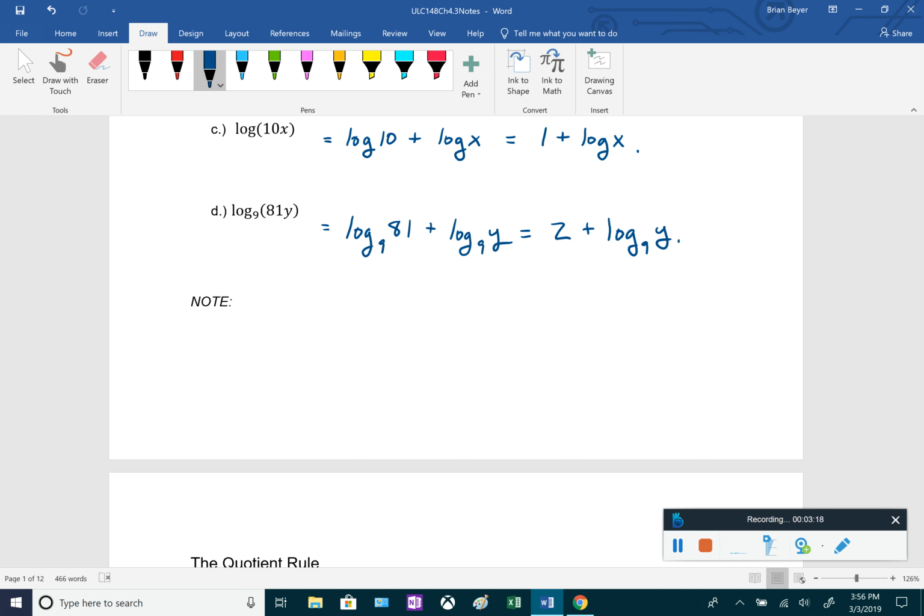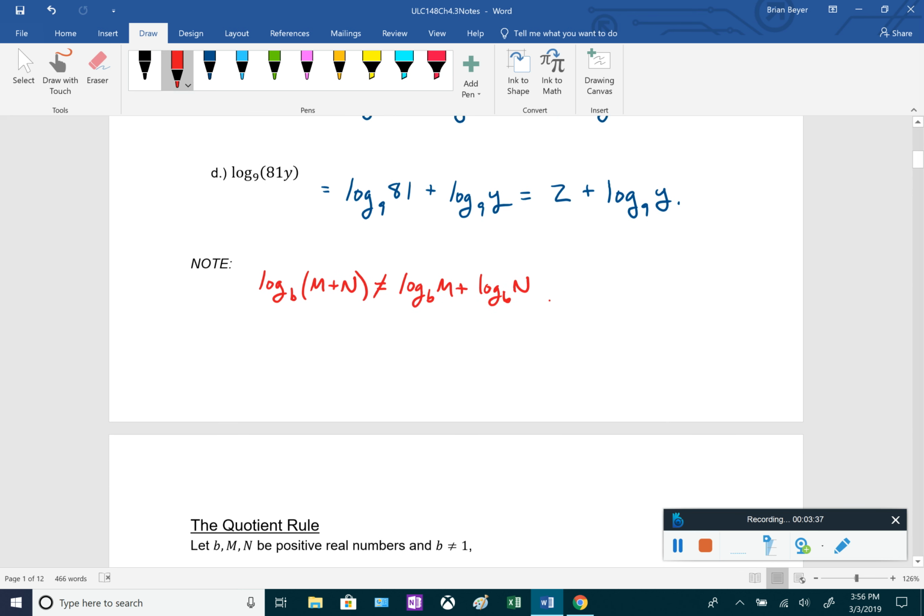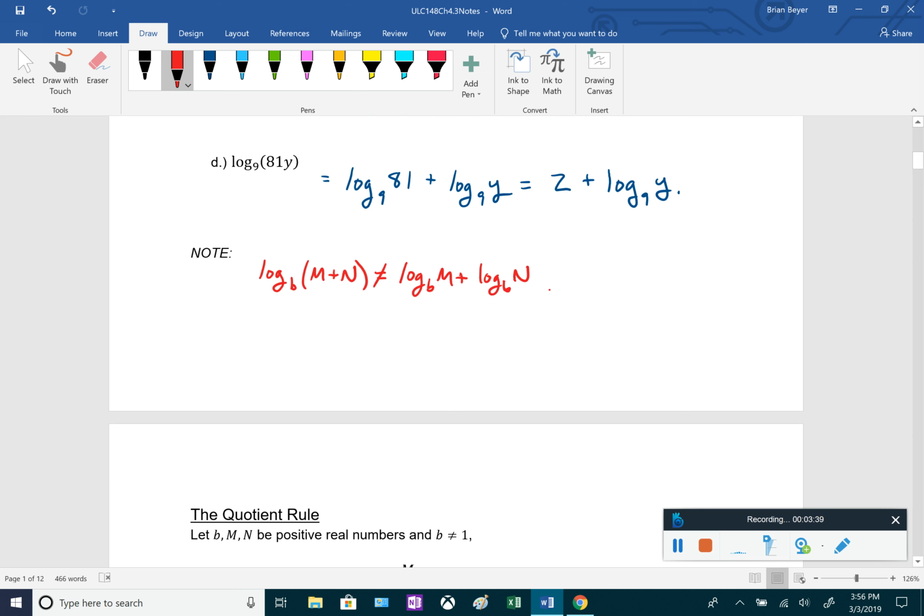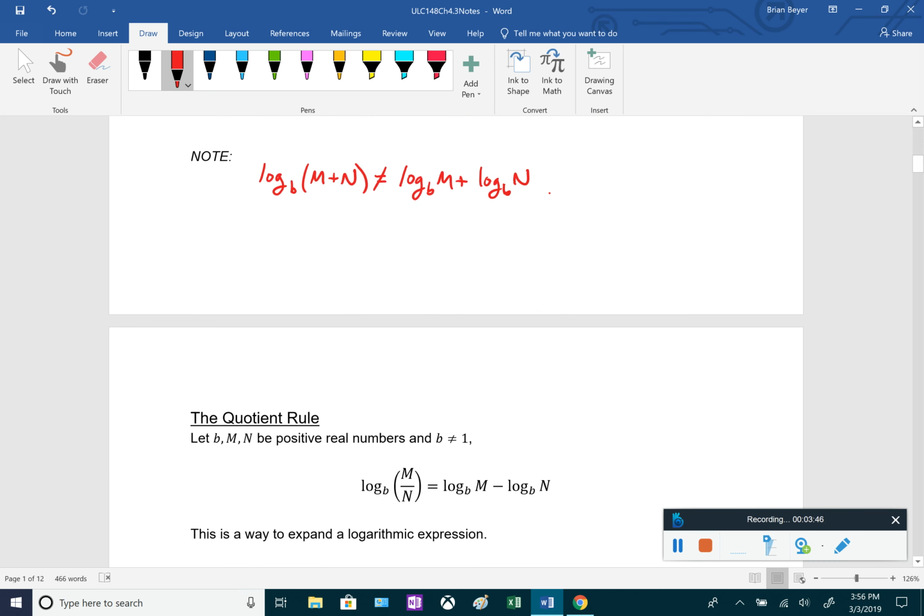Okay, and then an important note here, just so we don't mess this up in the future. Log base b of m plus n does not equal log base b of m plus log base b of n. So keep that in mind. We can't distribute the log base b into that sum inside of that input. So that is not true, so just don't do that. So that's the product rule.